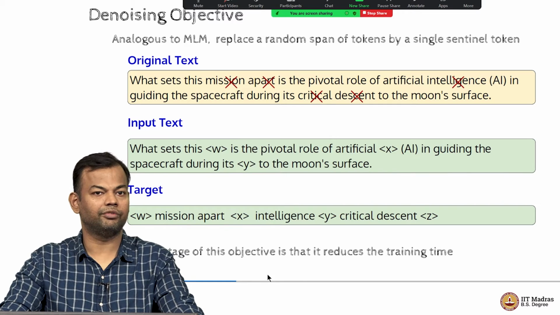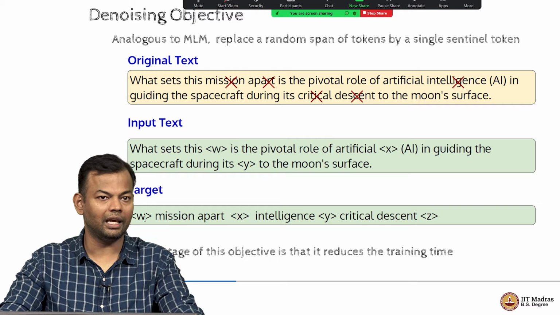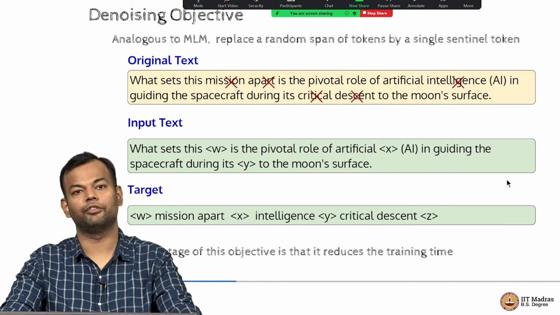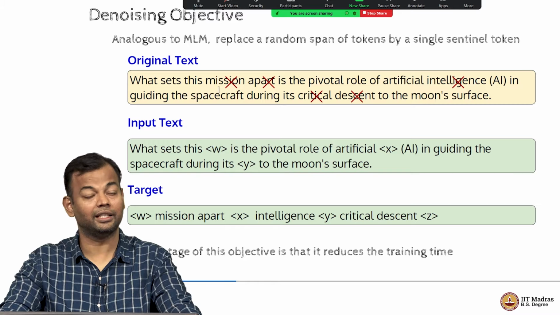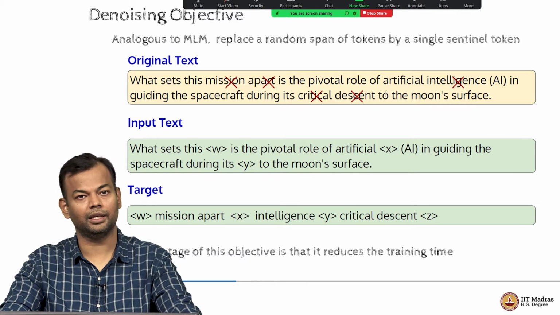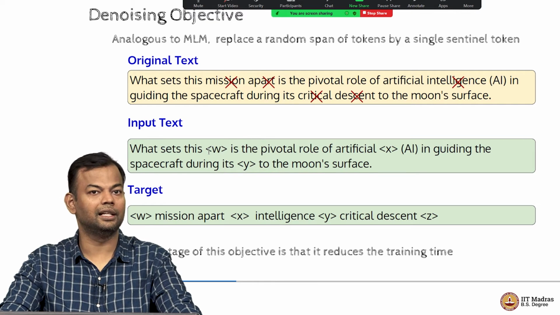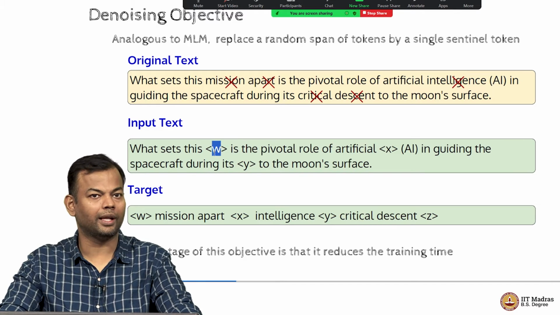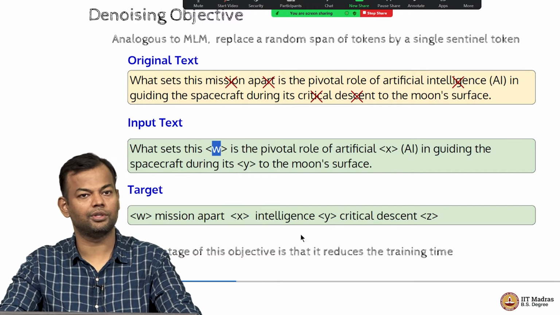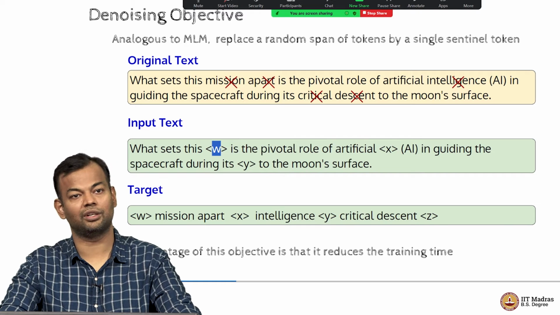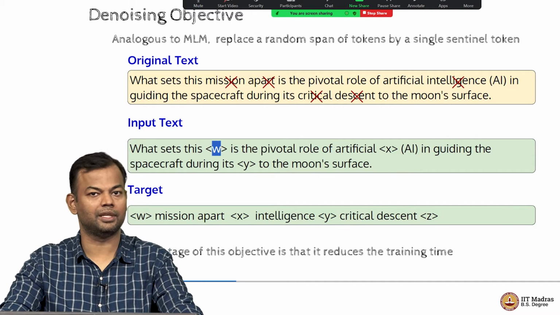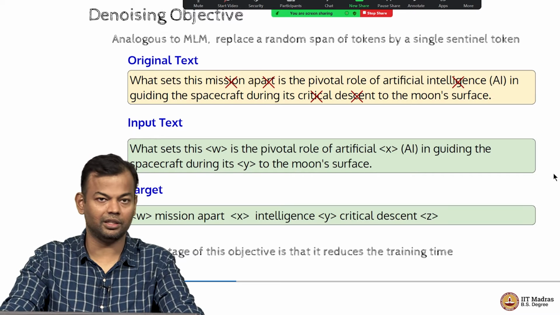And one advantage of this objective is it reduces the training time, because you're not giving the full sequence at the input, and you're also not generating the full sequence at the output, right? Whatever spans you're corrupting, you're just replacing them with single sentinels. So even if this was two words that you had skipped, you're just producing one sentinel here, right? So the input sequence is smaller, and at the target also you're not generating the full output, but just the relevant pieces which were missing in the input, right? So that's why it makes it easier to train.